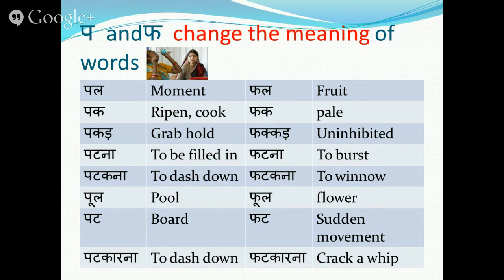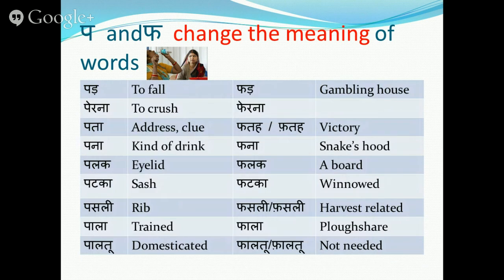Pool is a swimming pool. I forget which one. And pool, pool or fool is flower. Put is a board, and put, sudden movement, fut. Patkarna is to dash down, whereas patkarna is to smash a whip. Patkarna, fatkarna, to crack a whip. Pud is to fall, whereas pud is the gambling house.